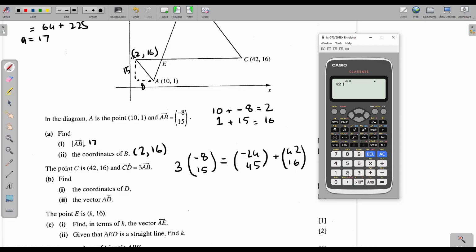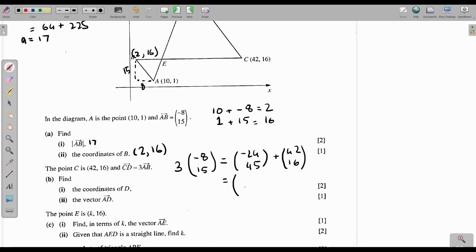42 minus 24 is 18. So we have 18, and then 45 plus 16 is 61. So D is 18 and 61. Going to make sure my math is correct.